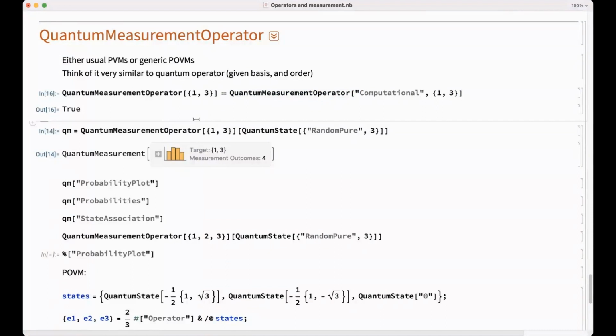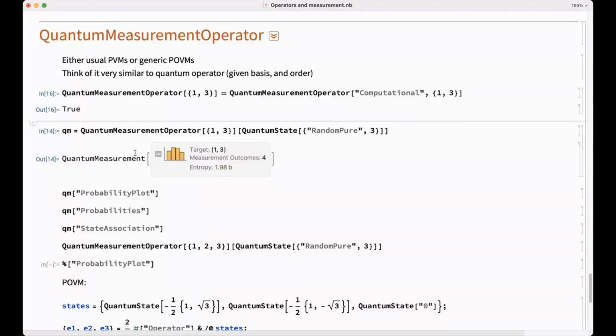And one other comment, remember, whenever we are not specifying the basis, it is the computational basis, which is, I think, most of the time what you guys are working in, unless you want to do the fancy things. The result of a quantum measurement operator on any state is a new object, which is a quantum measurement, and there are tons of interesting features that you can extract out of that quantum measurement.